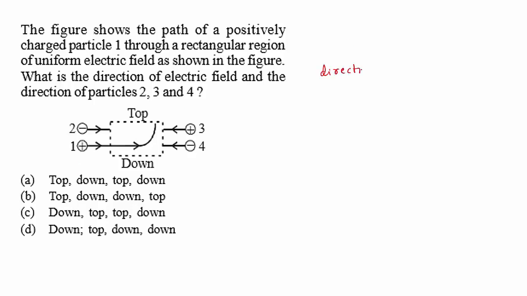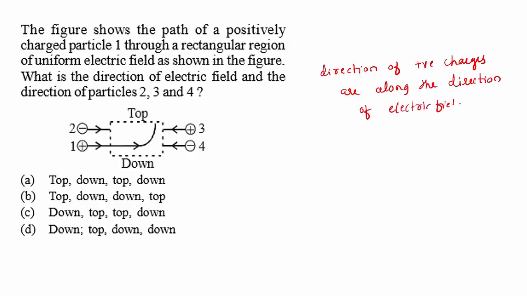Direction of positive charges are along the direction of electric field. This point you should remember here. Now, when the first particle, a positive charge, is moving in the upward direction, that indicates the electric field is also in the upward direction. What is the question here? What is the direction of the electric field? That is along the positively charged particle, which means it is top. So top means either option A or B will be right.